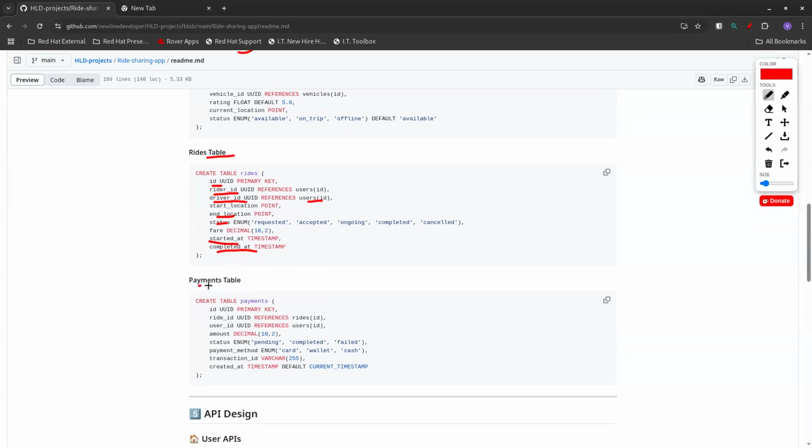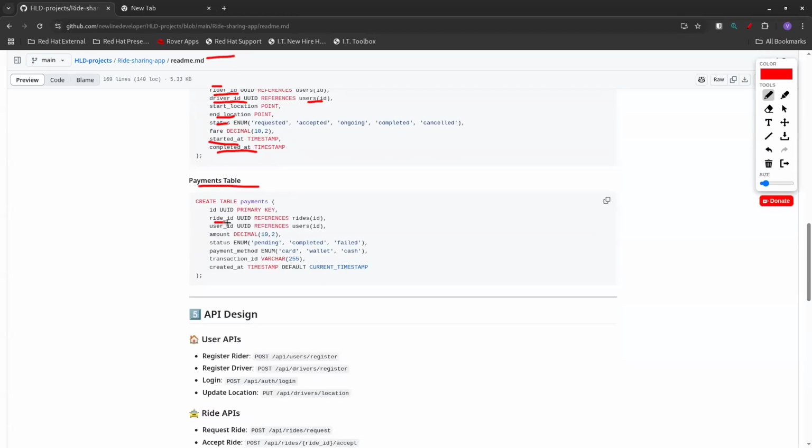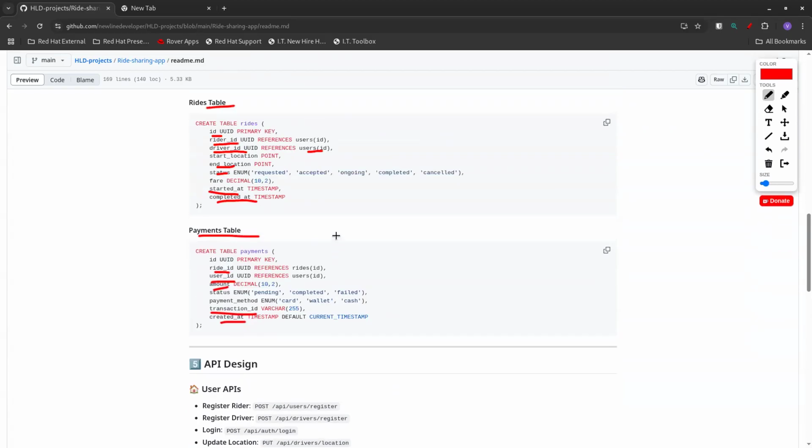Okay, and then we can keep a payment table. What is the ride ID, user ID, amount, and the status, whether it's completed, pending, or failed. What is the payment method: cash, card, or wallet. We can keep the transaction ID and when it's created. So these are the tables. It's enough to build an MVP of a ride sharing application.